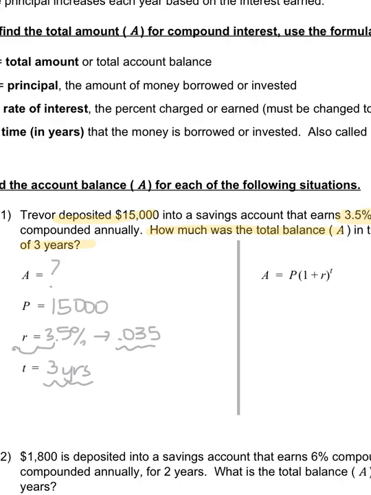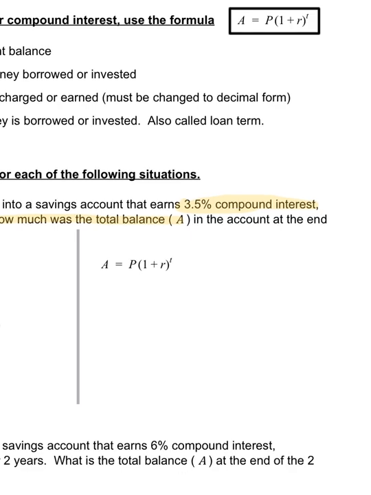Now I'm going to go ahead and take that information and substitute it into the compound formula. A, I don't know. The principal was $15,000. It has parentheses, so that goes next, and then a 1. That's always there. That's a permanent 1. Plus the rate in decimal form, so 0.035. Close the parentheses, and then remember the time is an exponent, so the exponent would be of 3.